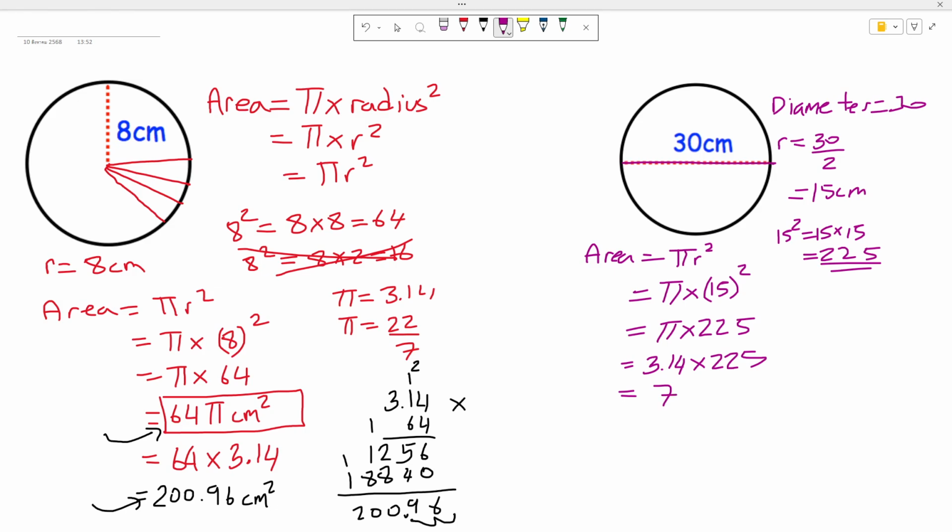So we would have 706.5 centimeters squared. Now let's say in the case they're telling you to leave it in terms of pi, then you'll just write it as 225 pi centimeters squared. So depending on what the question is asking you, you would leave it as such.